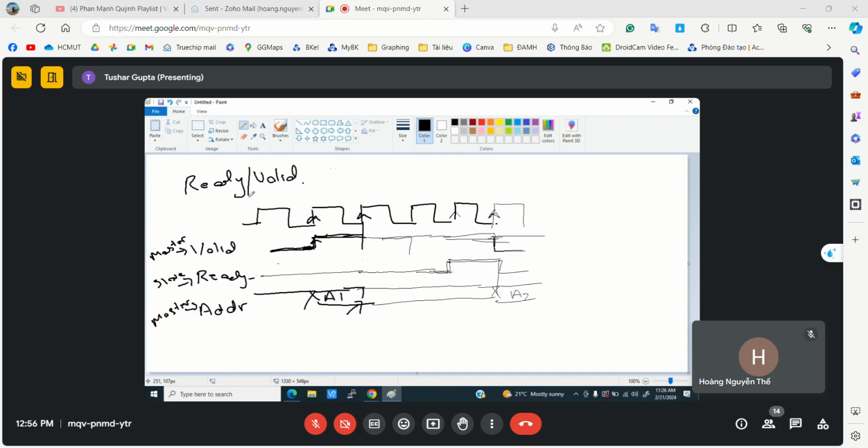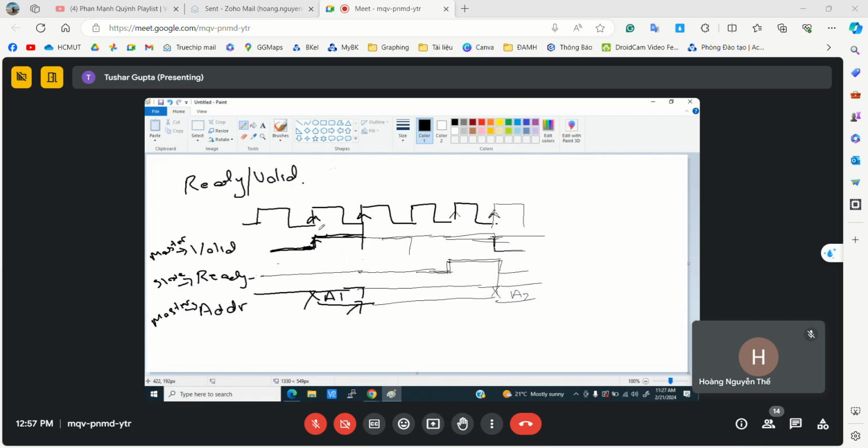Please ask the questions. In case you feel any doubt in between, you can interrupt with any questions. We're sending one address, A1, right? If ready and valid are both high, can the A1 address retain the value for multiple clocks, or does it have to change?